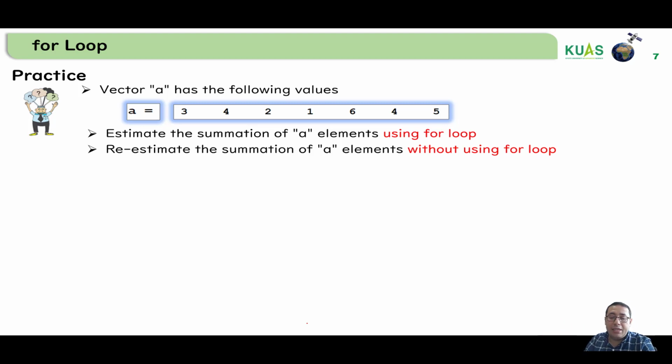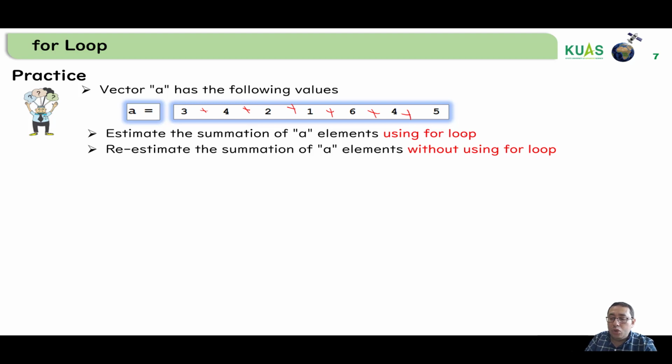The question says that a vector named A has the following values: 3, 4, 2, 1, 6, 4, 5, and these are 7 values. We need to estimate the summation of the A elements. So we need to say 3 plus 4 plus 2 plus 1 plus 6 plus 4 plus 5. We need to know the summation of the vector elements.